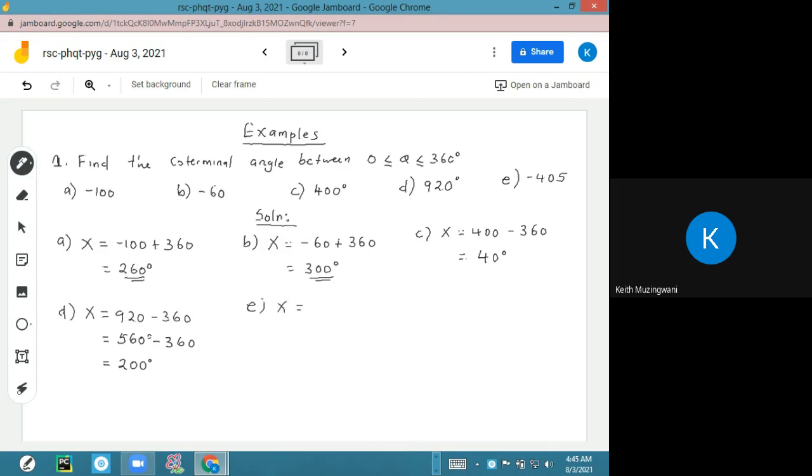For E, it is -405. So let's add 360. What do we get? -45. It is negative, so we keep adding. And we get +315. It becomes our solution. That is what we call coterminal angle.